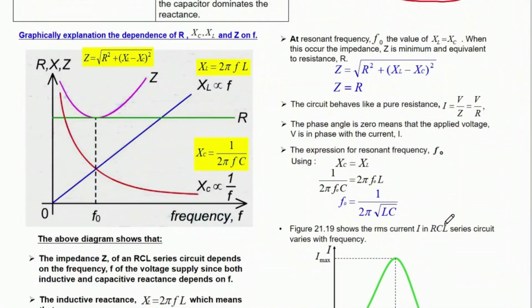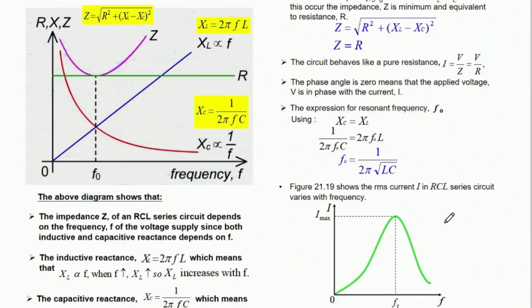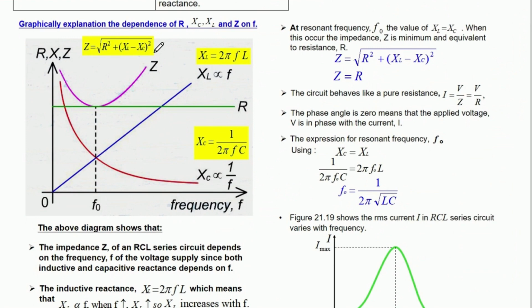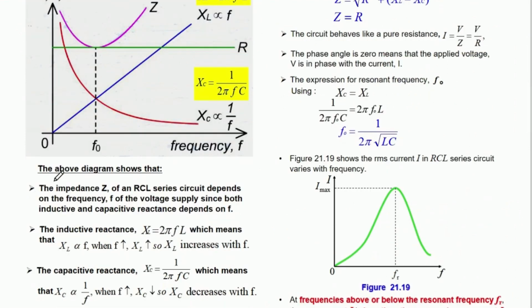Now we look at a relationship. Sometimes they ask you to draw a graph to explain the relationship between R, XC, XL, Z with f. So look at here, a few examples. The above diagram shows that the impedance Z of an RCL series circuit depends on the frequency f of the voltage supply, since both inductive and capacitive reactance depend on f.